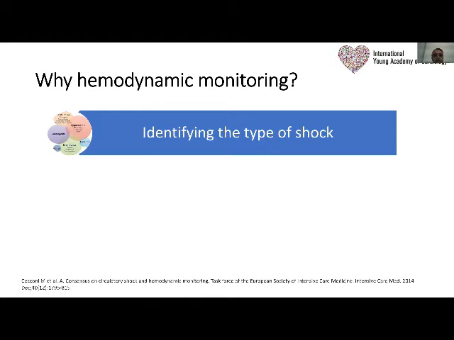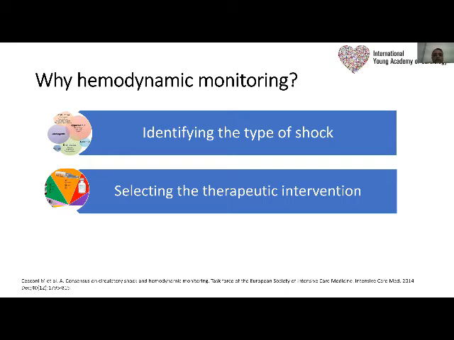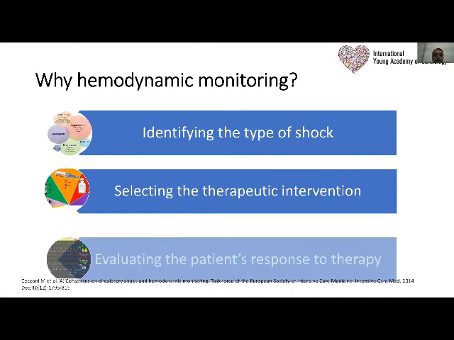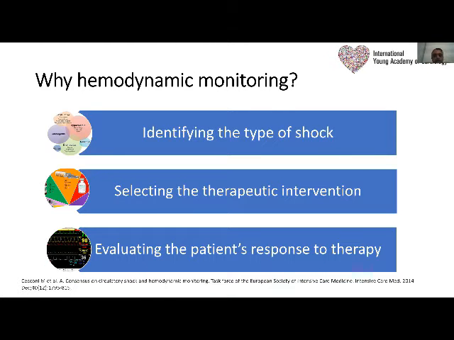If with the clinical picture and history I cannot identify the type of shock clearly, then I need hemodynamic monitoring to know what the type of shock is. I also need the monitoring to select the appropriate interventions, for example, whether this patient is a candidate for vasopressors, for fluids, for pericardiocentesis, etc. And I also need to test and know the patient's response to my interventions, and I want to do it in a frequent manner.